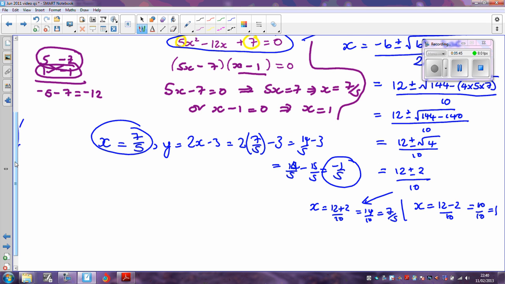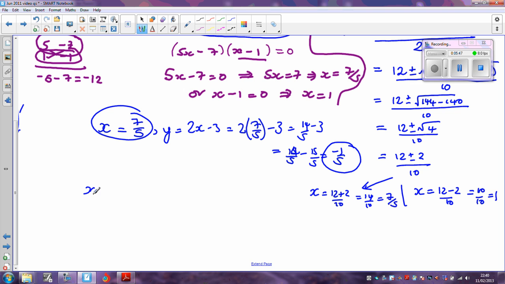I'll come back to that in a minute. My other solution is x is equal to 1. And when x is equal to 1, y is going to be, again, 2x minus 3. So that's 2 1s minus 3. Well, that's just 2 minus 3, which is minus 1.